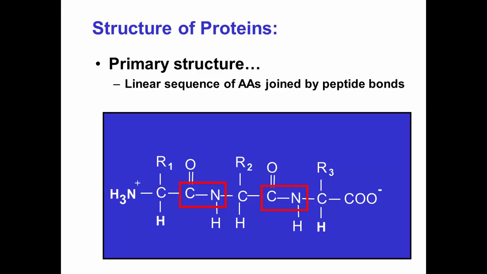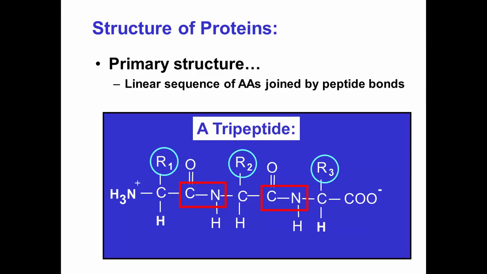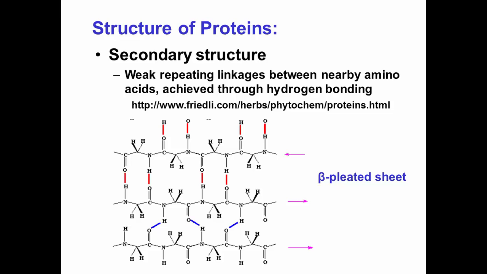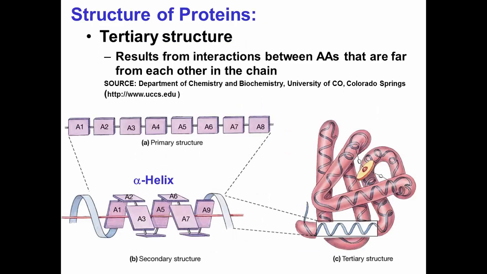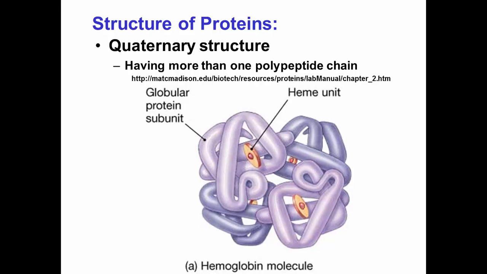Sorry. Okay, so we've gone over primary. This is a tripeptide. I'm just highlighting that every time you see a different R group, that's designating different amino acids. Here's a beta-pleated sheet where you got hydrogen bonding bringing it together to folds. Here's tertiary structure, and I just labeled this. This is an alpha helix at the secondary structure, and then it folds up to make its tertiary structure. What else do I want to say about that?